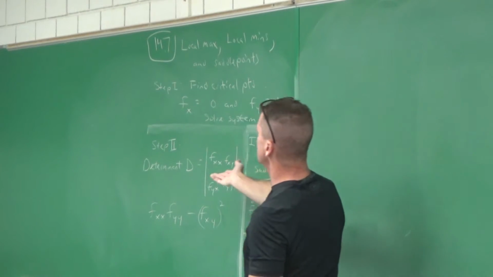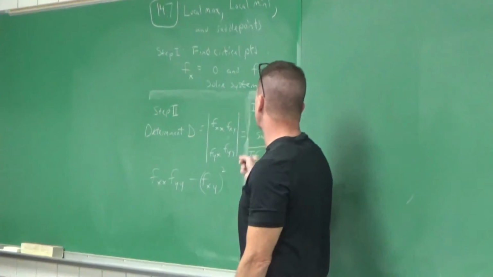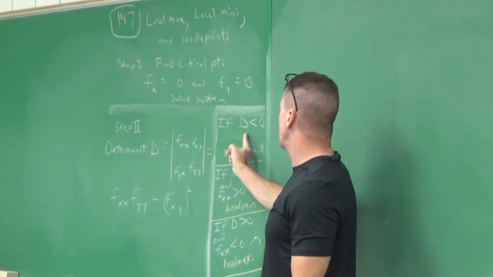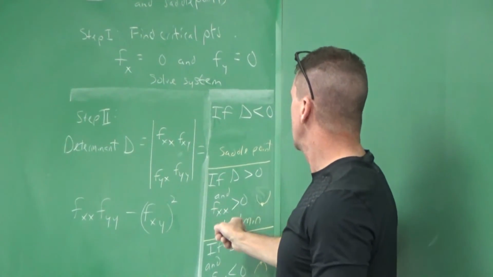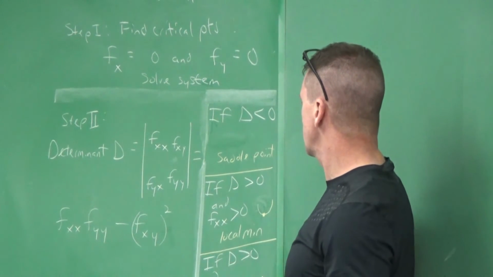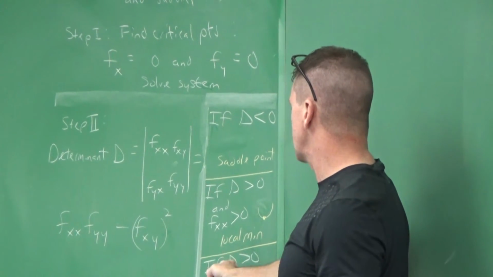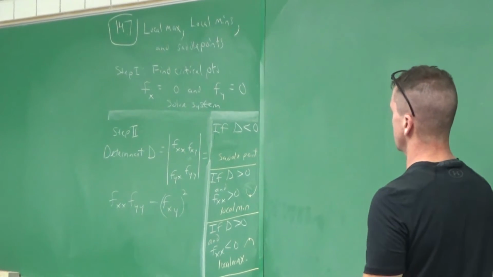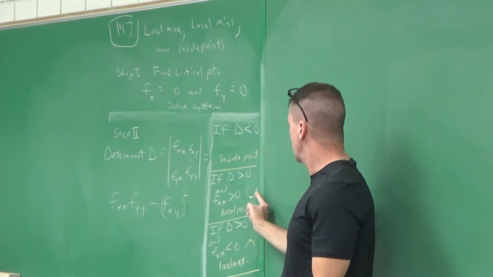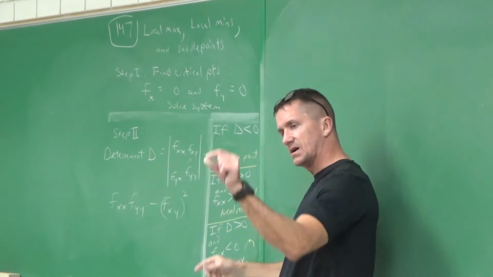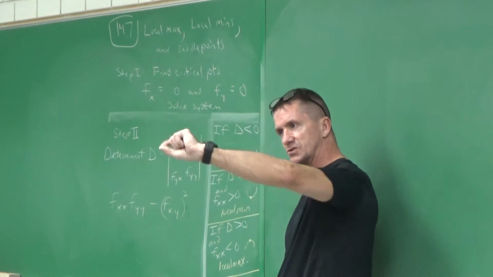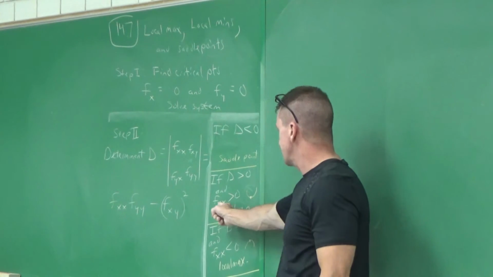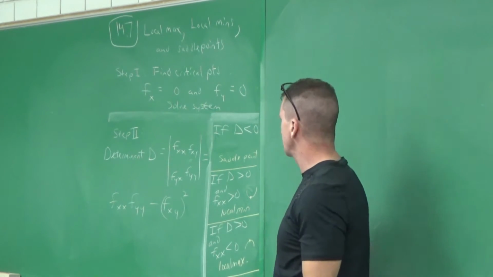Then we'll use the determinant D to determine whether it's a saddle point, min, or max. Saddle point if the determinant is less than 0. It's a local min if the determinant is greater than 0 and fxx is greater than 0. It's a local max if the determinant is greater than 0 and fxx is less than 0. And again, I just want to reiterate that I drew these little concave up and concave down portions, so it helps us remember whether we've got a local min or a local max, because this means the second derivative is positive. That helps us remember that.